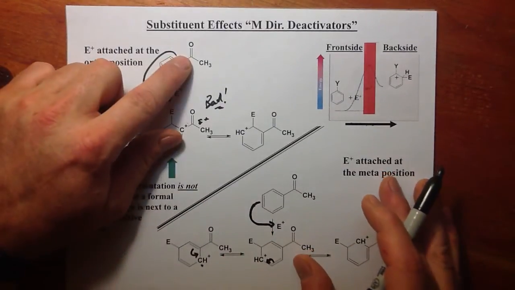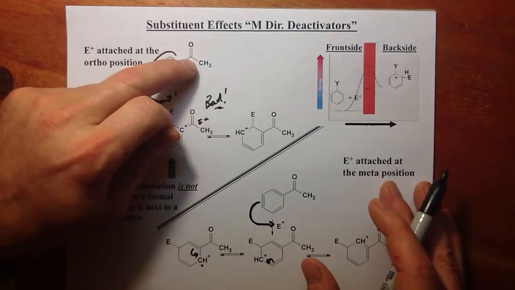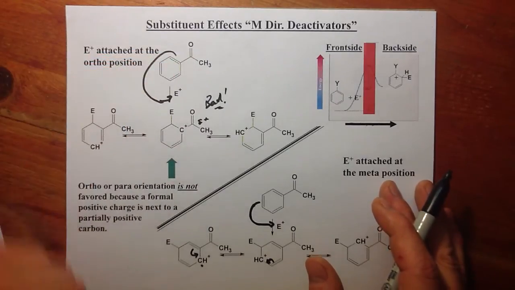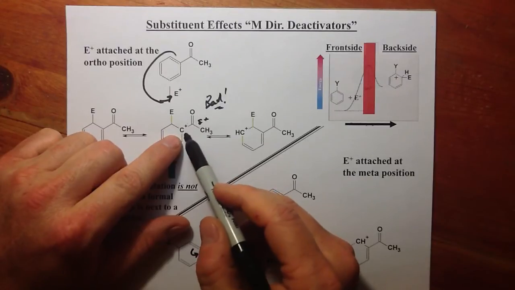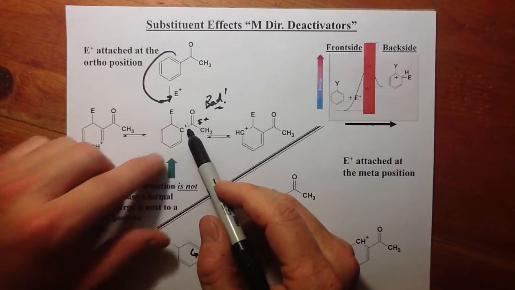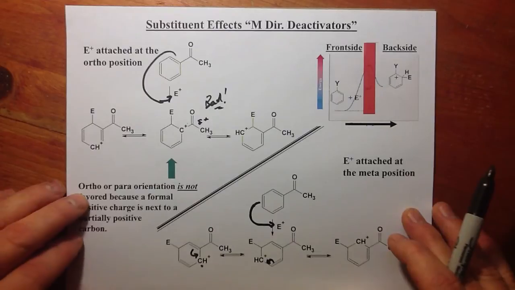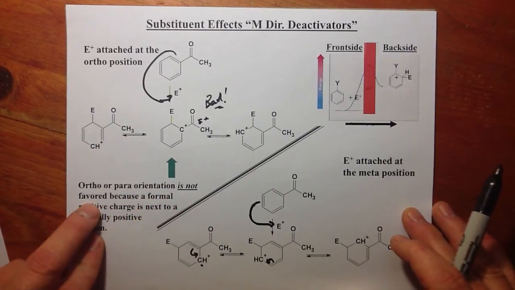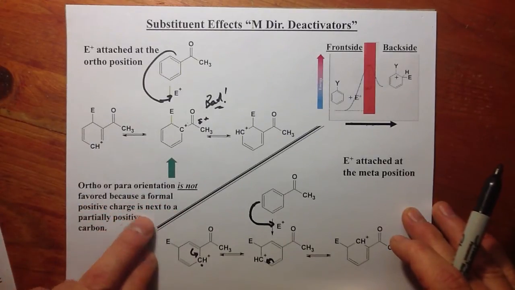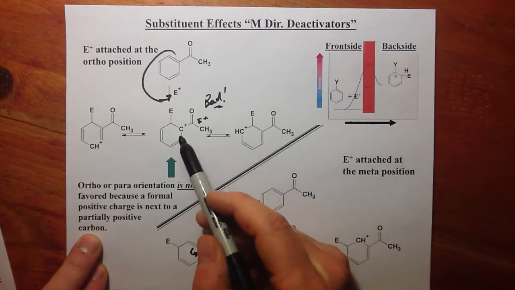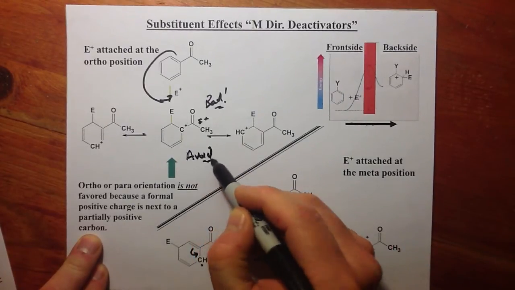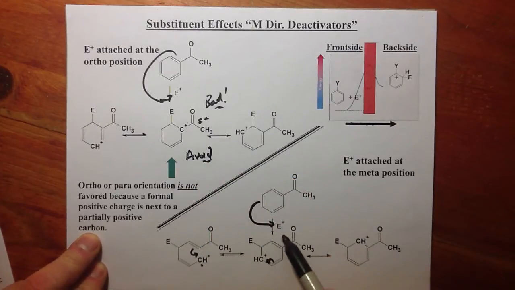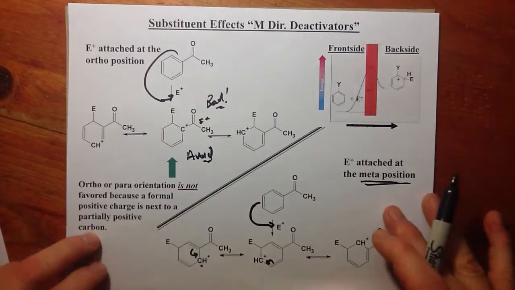In this group, we want to avoid putting the electrophile at a position wherein we have a positive across from a partially positive. Ortho and para orientation is not favored because a formal positive charge is next to a partially positive carbon. We just want to avoid this. How do we do that? By putting the electrophile at a meta position.